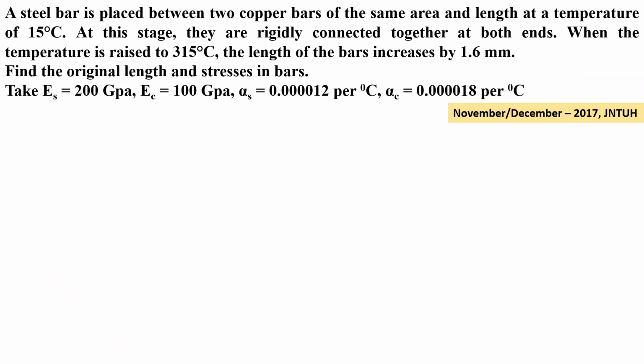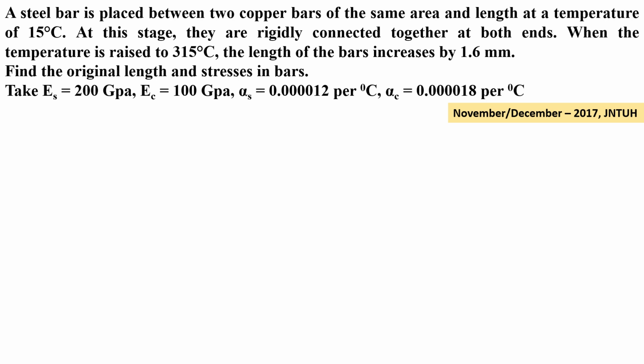Let's see another problem. A steel bar is placed between two copper bars of the same area and length at a temperature of 15 degrees Celsius. At this stage, they are rigidly connected together at both ends. When the temperature is raised to 315 degrees Celsius, the length of the bars increases by 1.6 mm. Find the original length and the stresses in the bars.